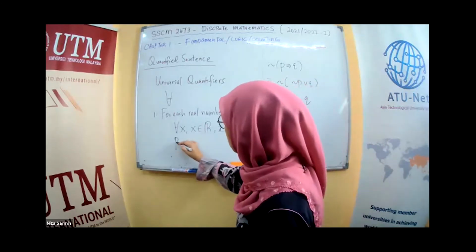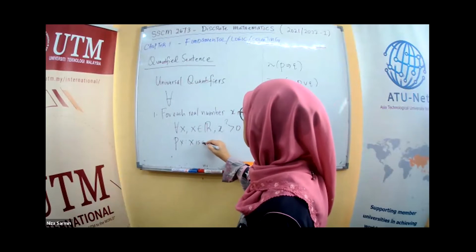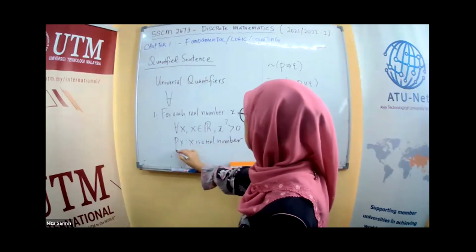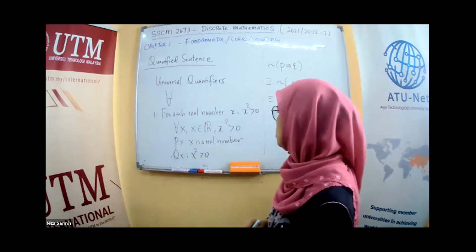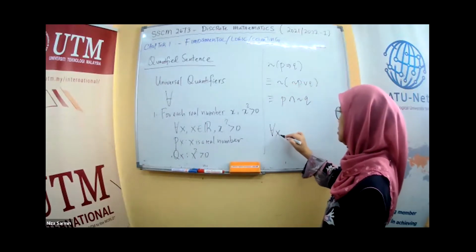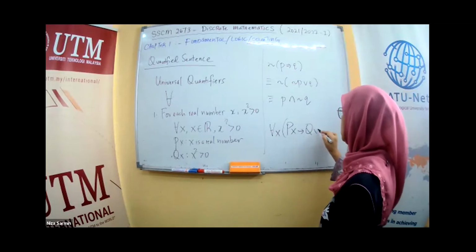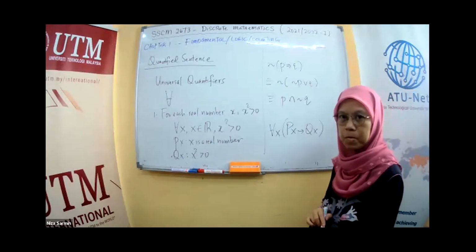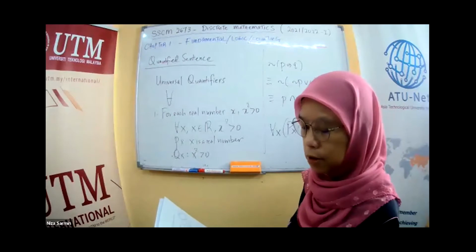But you can also put Px, x is a real number, Qx, x squared bigger than 0. So for all x, Px implies Qx. Okay. And I have 3 more examples.